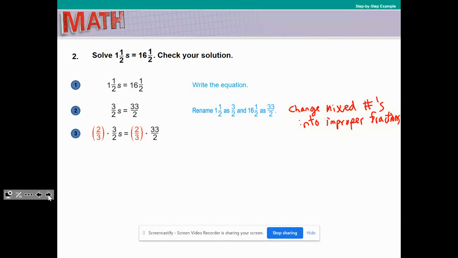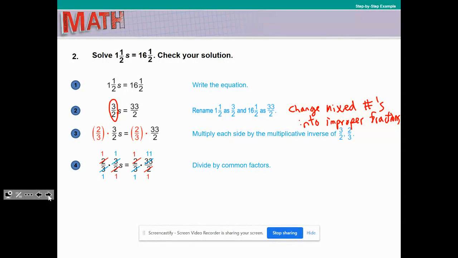All right, so how are we going to do that? How are we going to get rid of this 3/2 that is the fractional coefficient? We could divide by 3/2. Or I can multiply by the reciprocal. All right, multiply each side by the multiplicative inverse of that coefficient 3/2. All right, now we're going to get ready to cross simplify, make sure we make our lives easier by simplifying before we multiply.